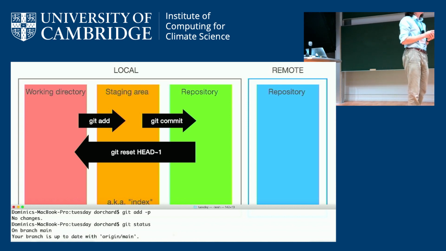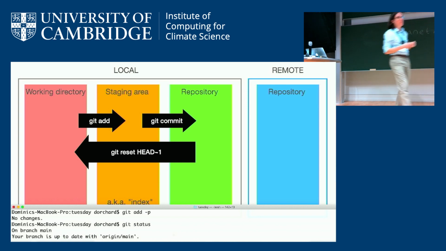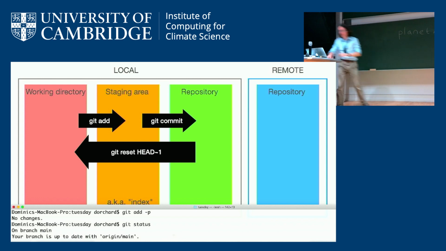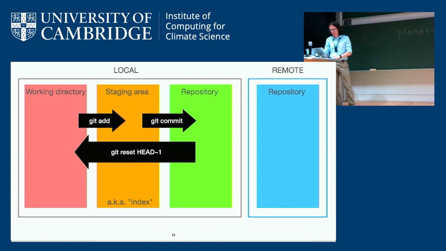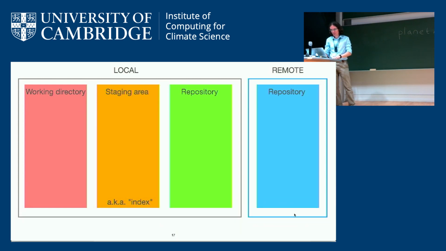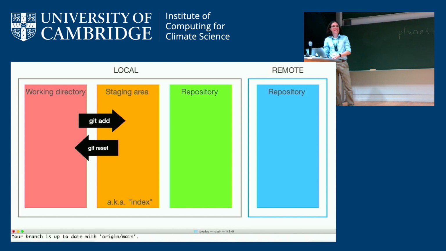Yes? Isn't it safer to use git revert in this case? So git revert you can use with the working directory staging area point, I believe. I think you can use git revert for that. Oh no, or is that restore? That's git restore, I think. Okay, so Ivo, do you want to tell us about git revert?